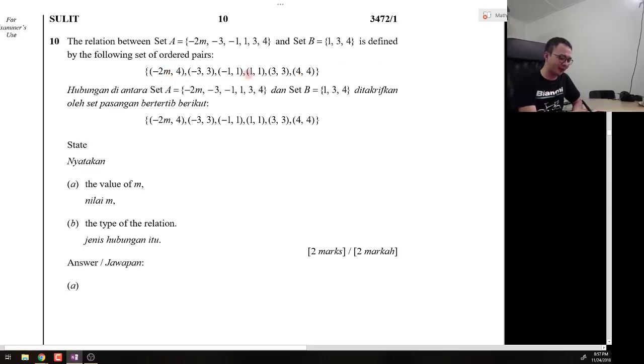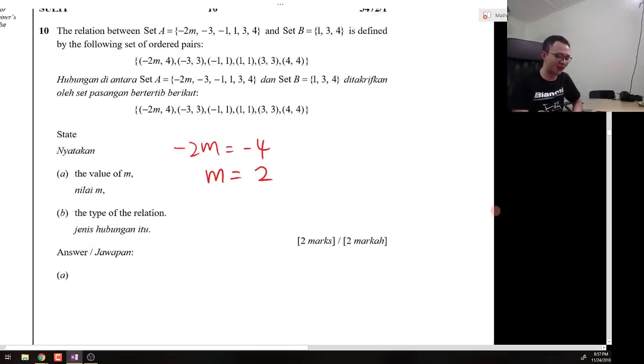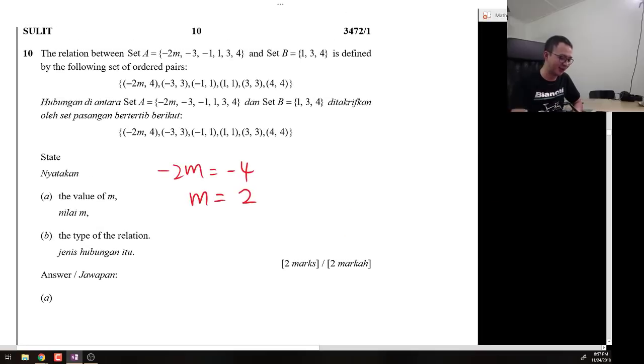It is very easy. If you see the pattern here, from negative 3 to 3, negative 1 to 1, and then positive 1 to 1, 3 to 3, 4 to 4. So obviously this one is negative 4 to 4, right? Because negative 3 to 3. So I know negative 2m should equal negative 4. M should equal 2. Alright, if you can't see the connection between the numbers and think it is impossible to understand, then maybe you need to draw it out.